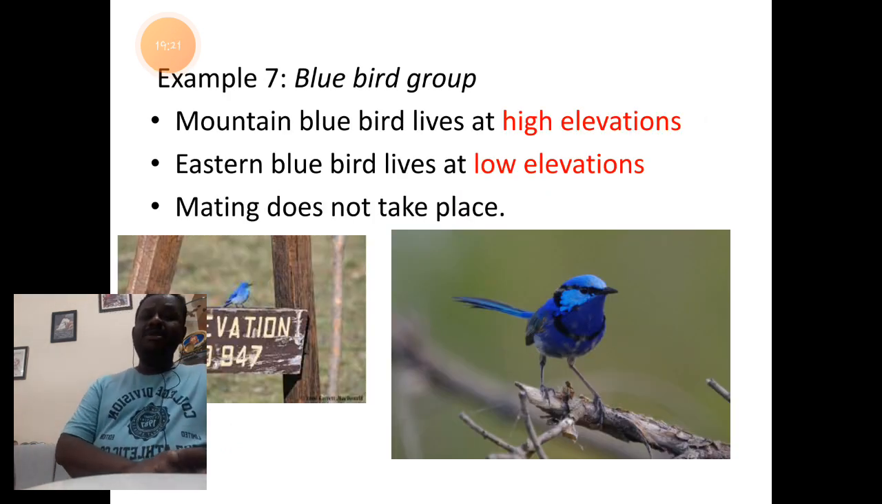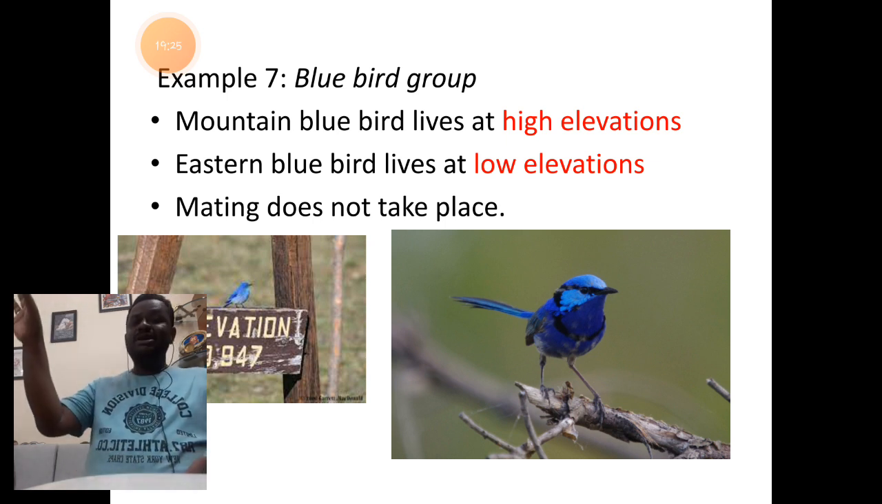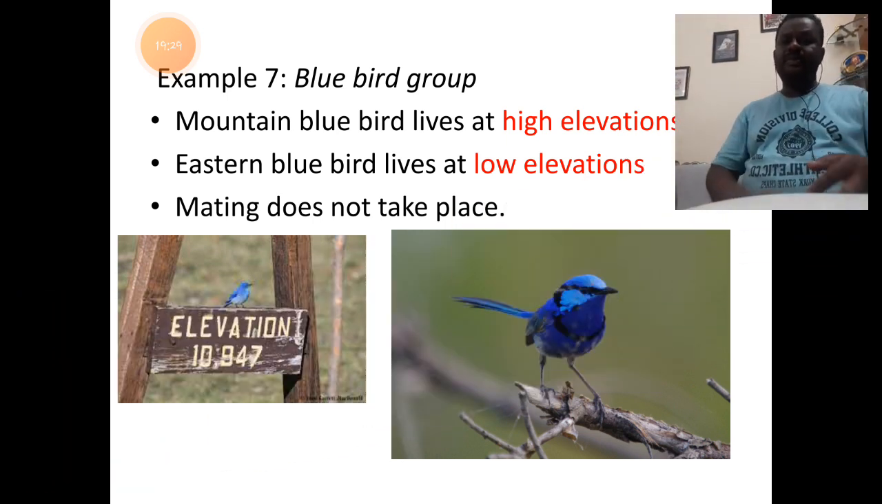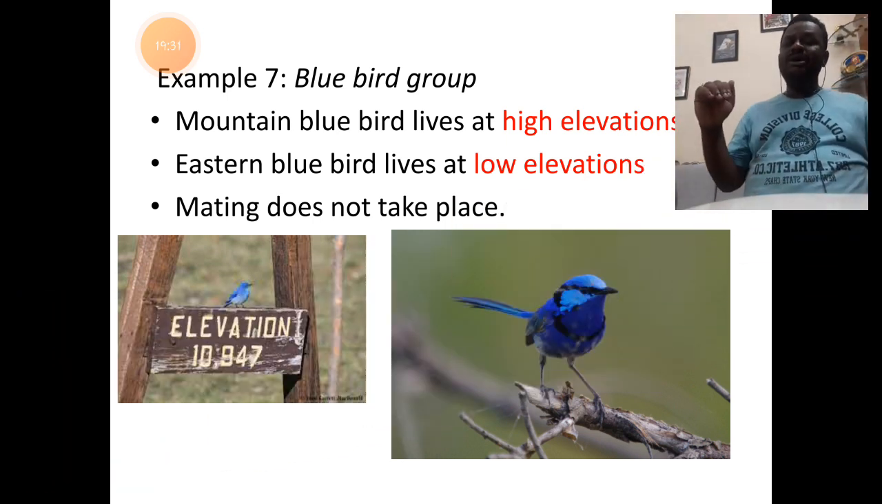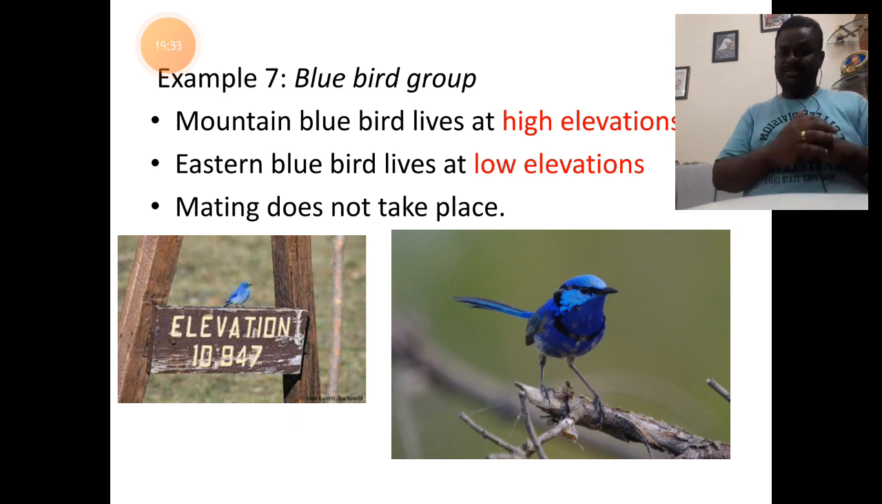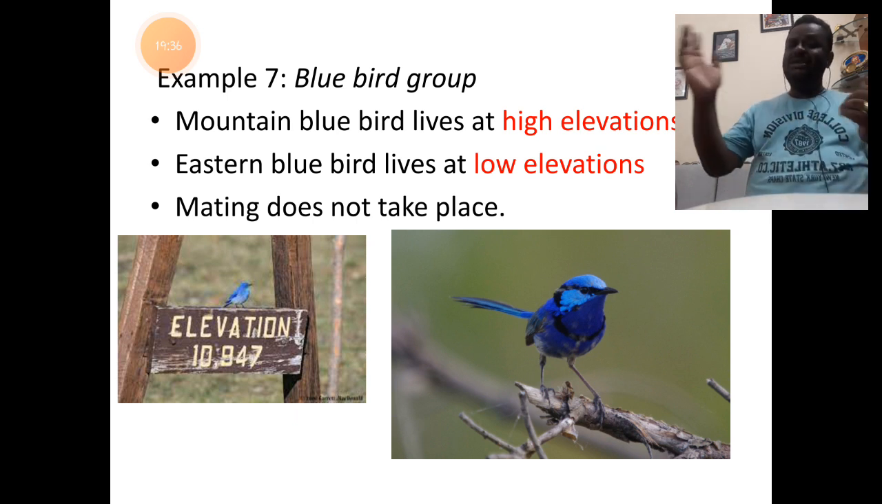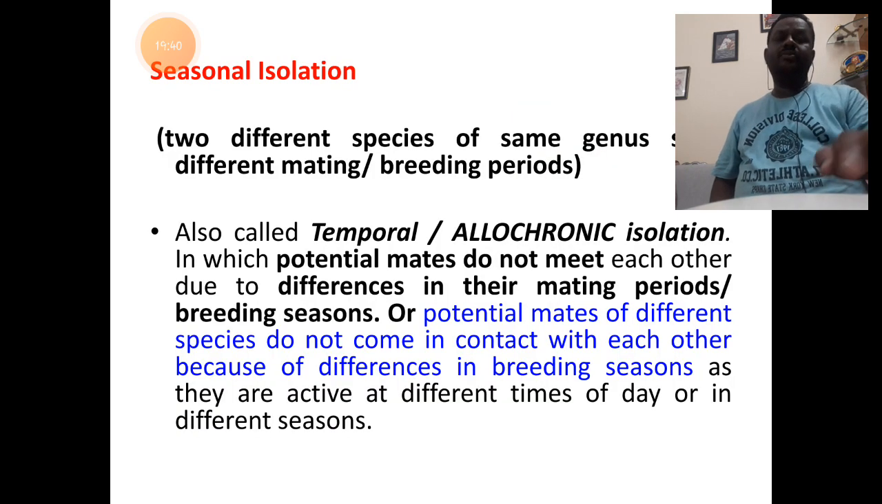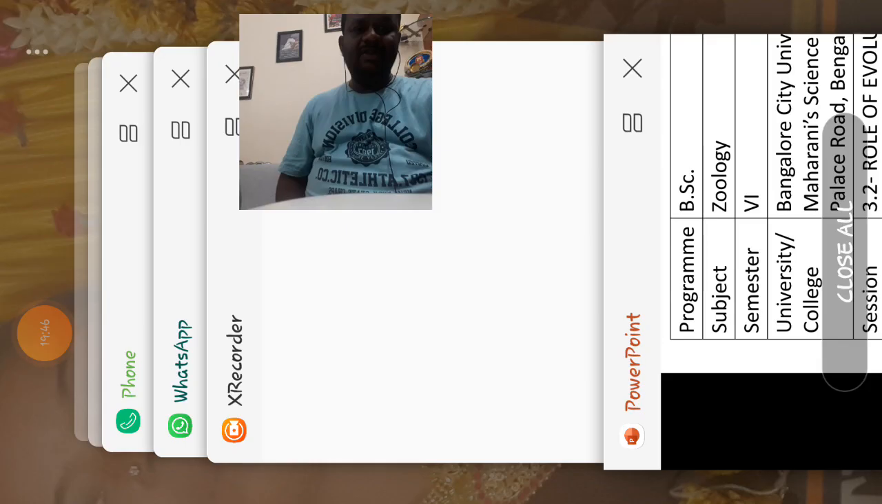The 7th example is bluebird group. Mountain bluebird lives at high elevations, whereas eastern bluebird lives at low elevations. So mating doesn't take place. That's about the ecological isolation.